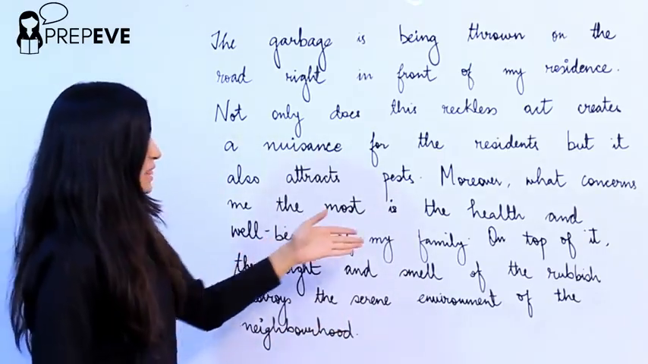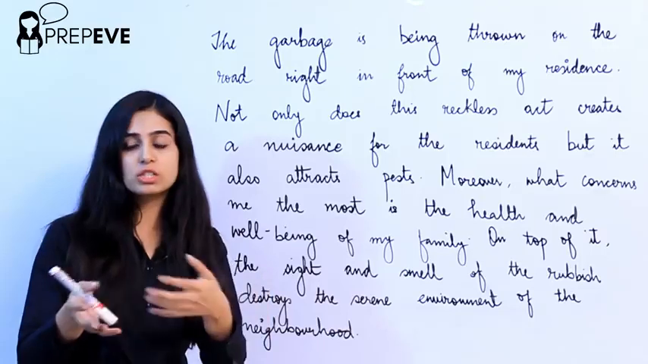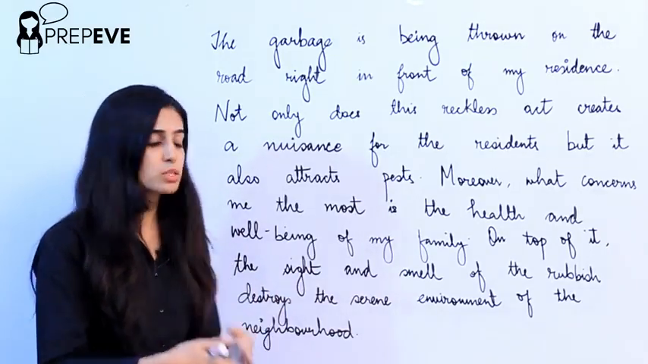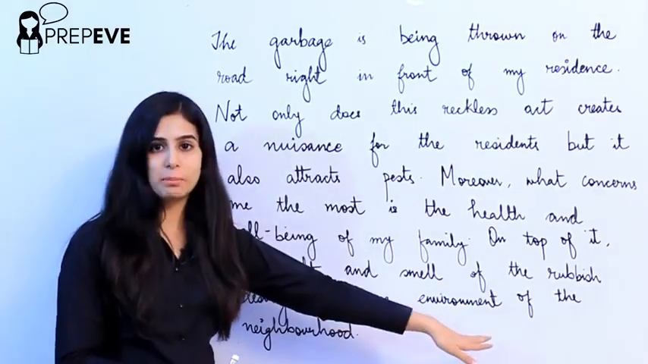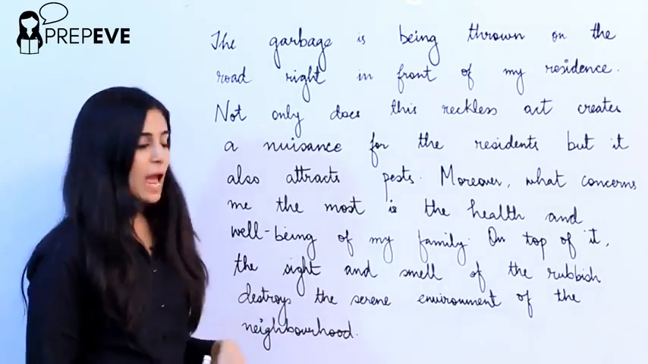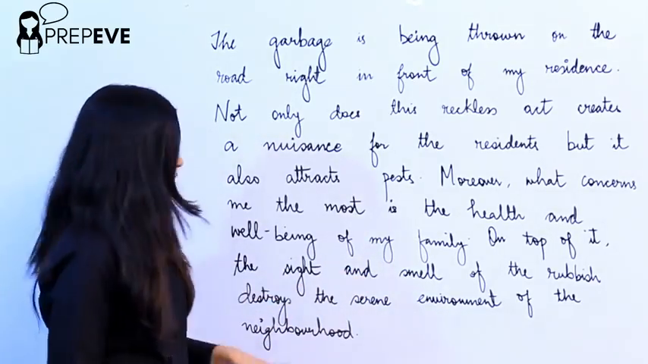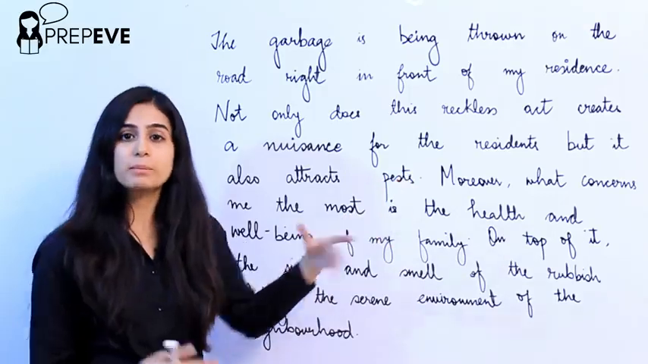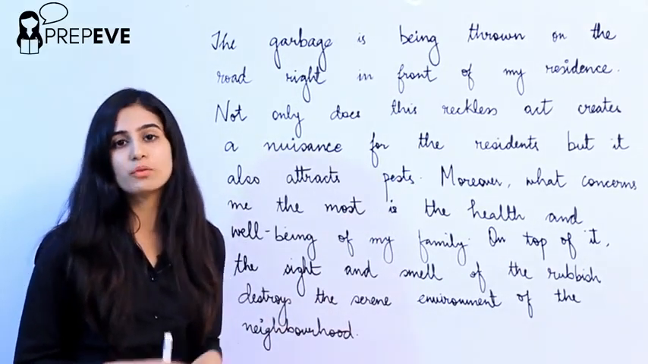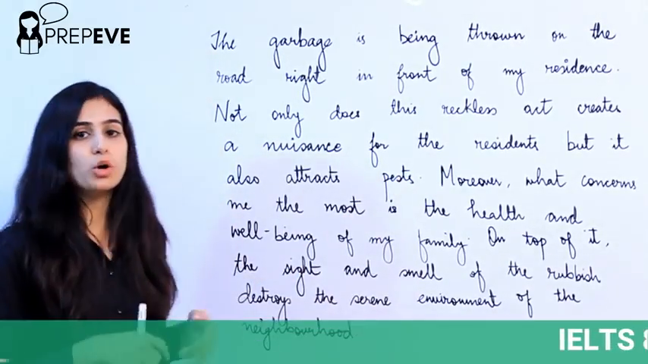So the sight and the smell of the rubbish, the garbage that's thrown here and there in front of my house, ruins the serene environment because of its dirty smell and awful sight. So I wouldn't want that to happen in my neighborhood. Simple as it is. So we've described these things that are bothering us.